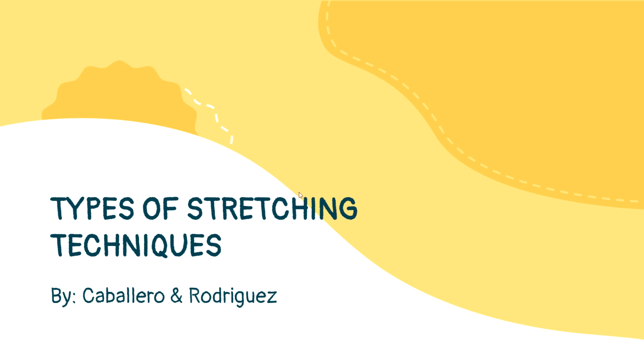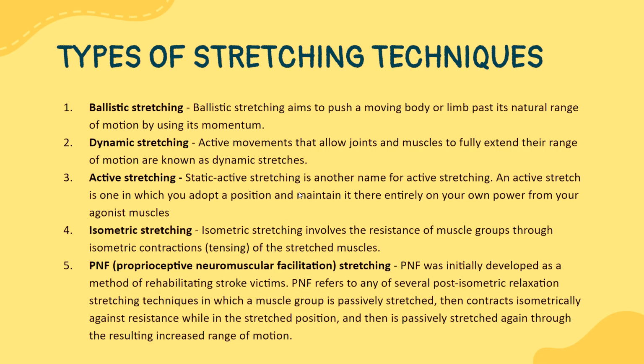Types of stretching techniques. So first we have ballistic stretching. Ballistic stretching aims to push a moving body or limb past its natural range of motion by using its momentum. So by using your extended muscles as a spring to pull you out of the stretch position, you are warming up or stretching by bouncing into or out of a stretch posture.